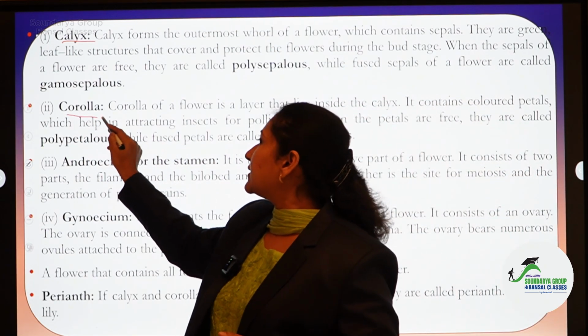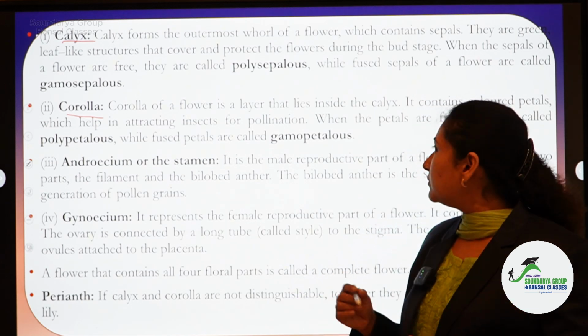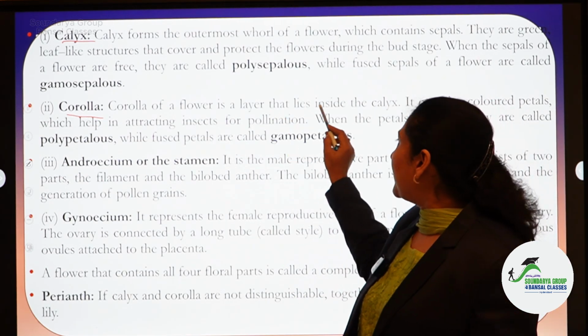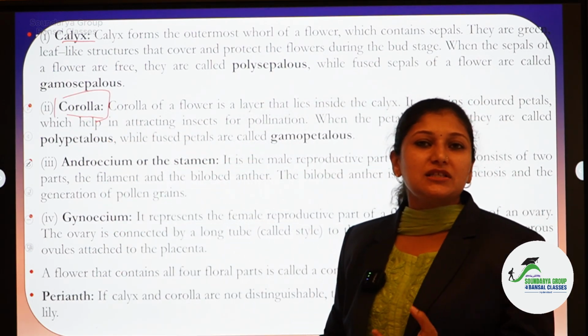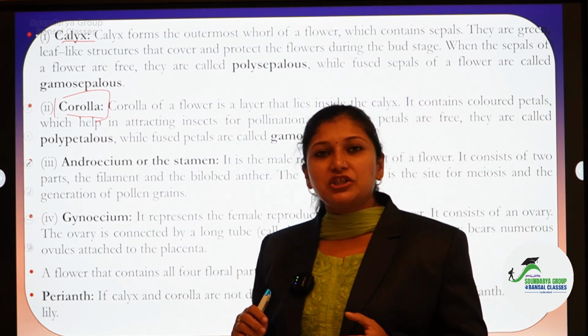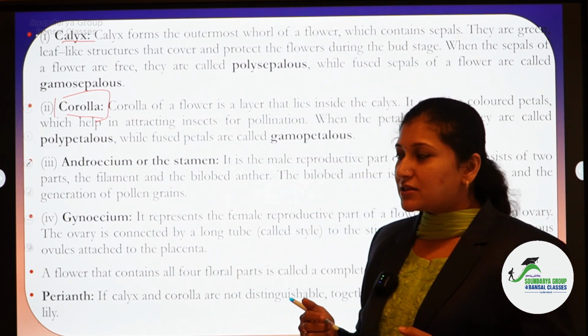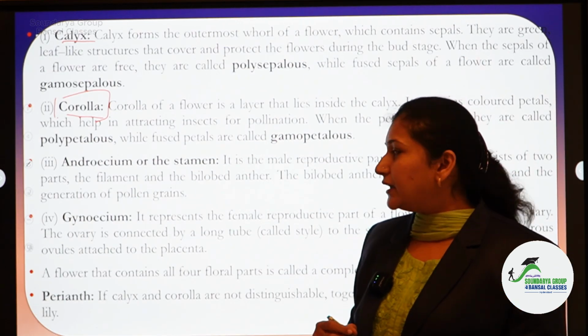Then the next one is the corolla. The corolla is made up of generally different colored petals. Petals together form this whorl, that is called the corolla. It is responsible for attracting insects towards the flower. For attraction you require color as well as fragrance. It also contains nectar to provide to the pollinators.